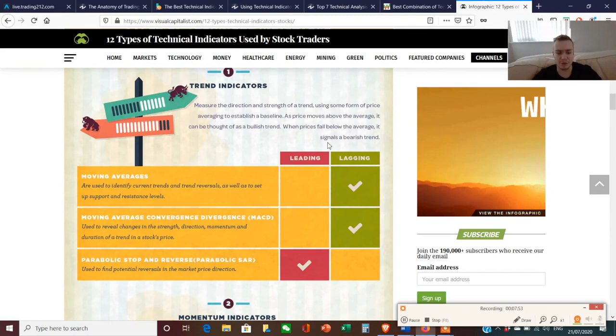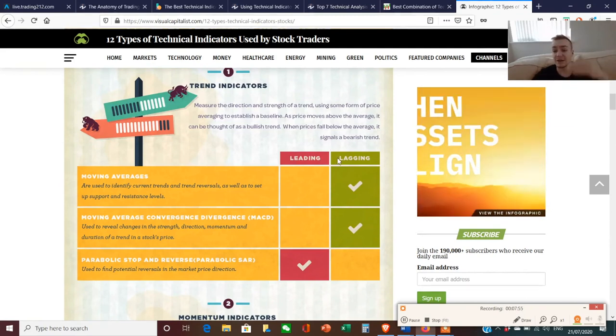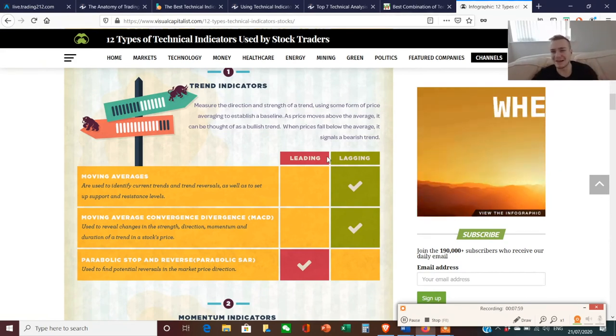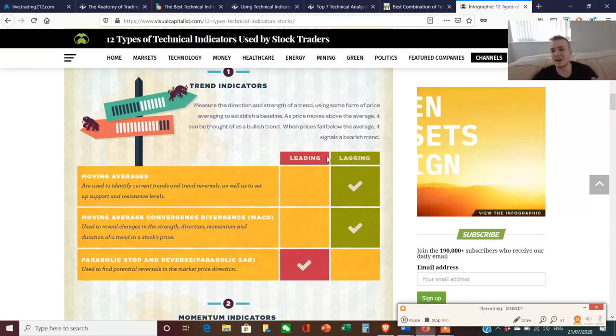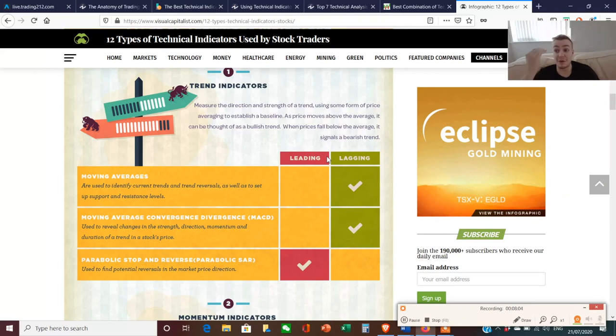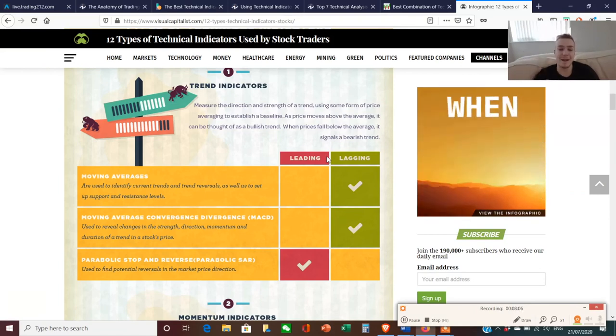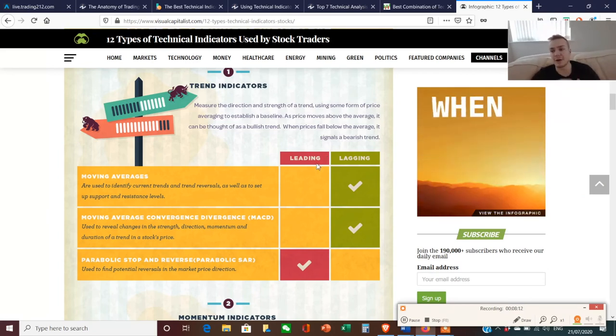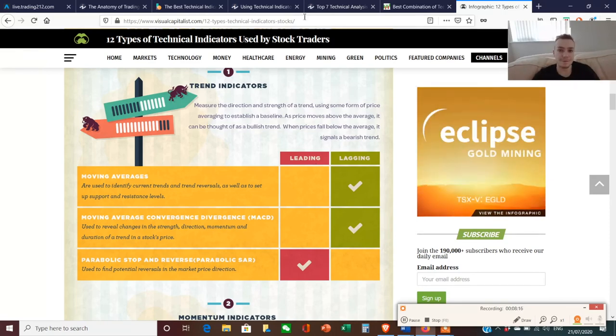So for example, some indicators are leading indicators which predict the future, and some are lagging indicators, which means it's kind of like looking through the rear view mirror of a car to see what's coming forward. So it's more historical data. So I would recommend taking a mixed strategy and using both.